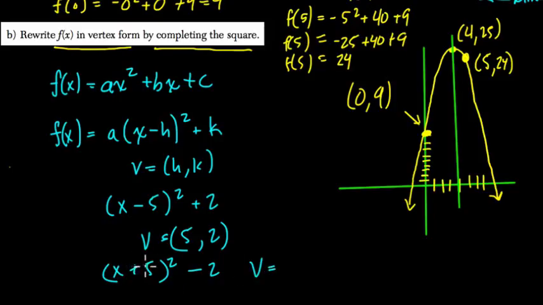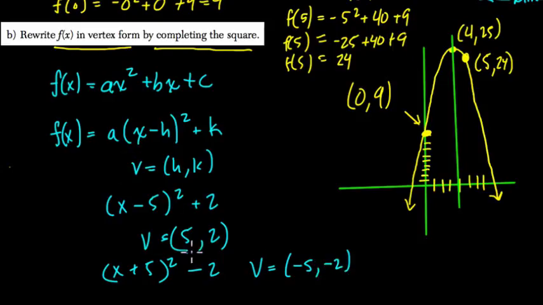Well, in order to get a plus 5 here, we have to be minus a minus 5 because it's of the form x minus h. So that means that the vertex would be a negative 5, comma negative 2 here, because here we have plus k, but there plus a negative is minus 2. So here the vertex would be negative 5, negative 2.